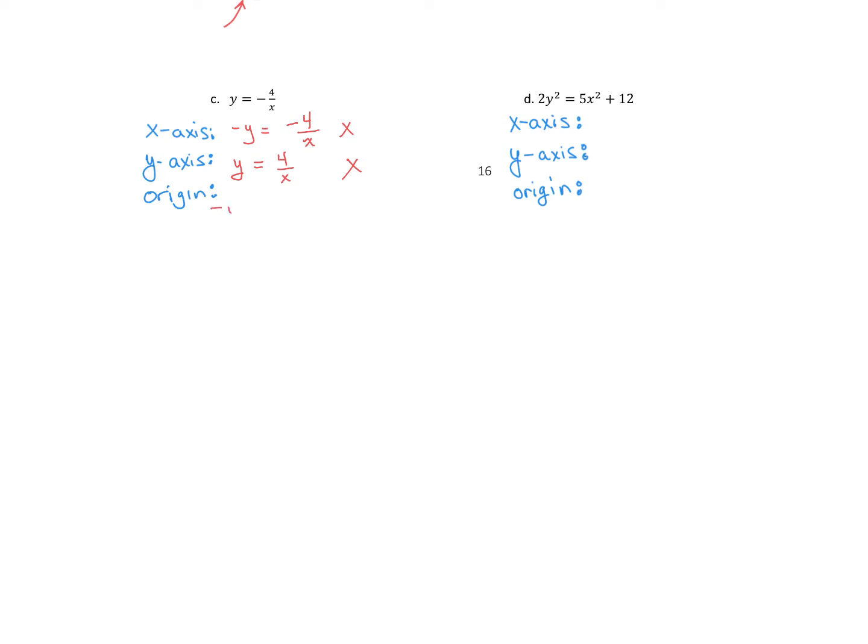If I replace y with a negative y and x with a negative x, I get negative y equals 4 over x. And if I multiply this equation by negative 1, because as long as I do it to both sides, it's not changing the value, I get y equals negative 4 over x. So we do have origin symmetry on this one.